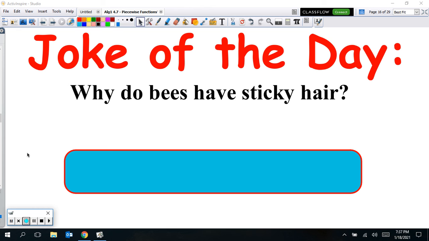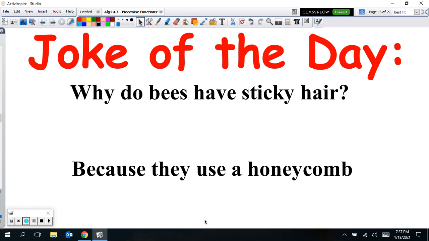Alright, let's pause here for a joke of the day. Why do bees have sticky hair? Why do bees have sticky hair? Well, because they use a honeycomb. Oh, of course. That makes sense. They use a honeycomb.